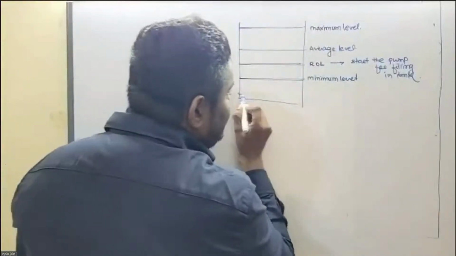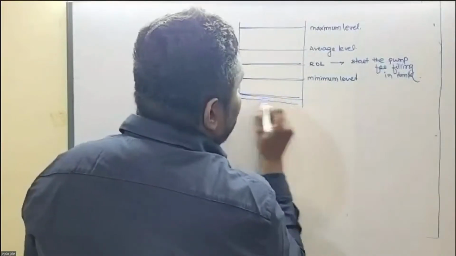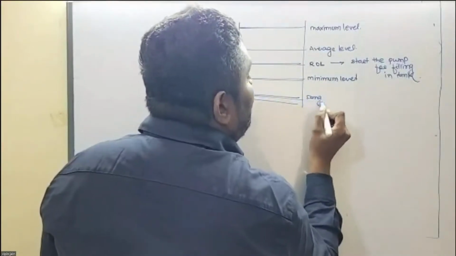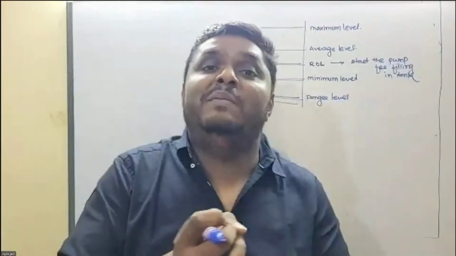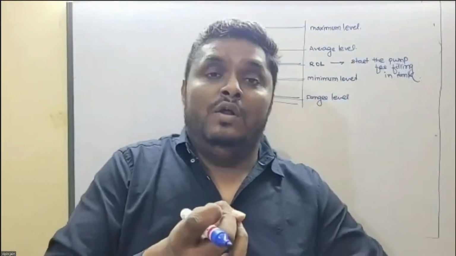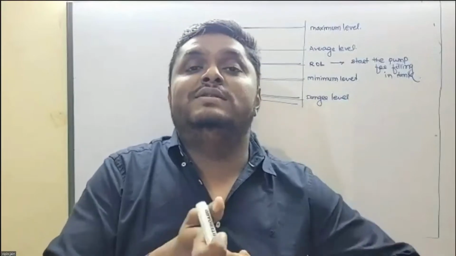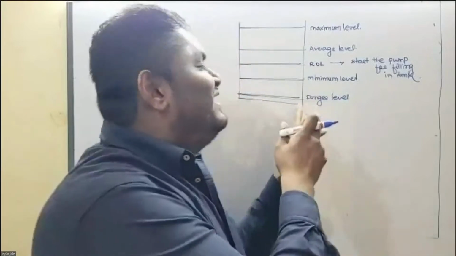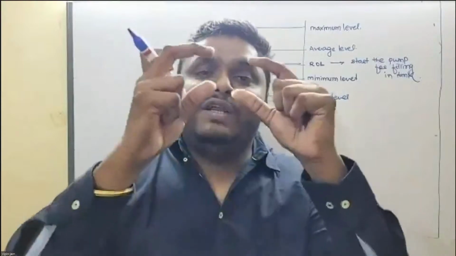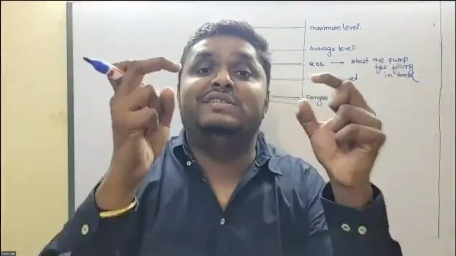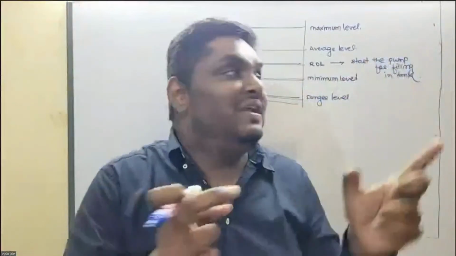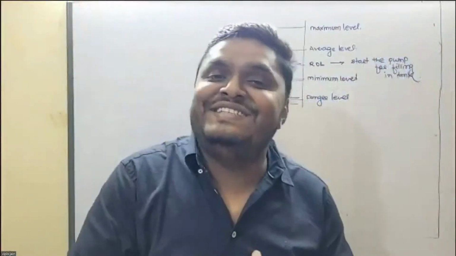When talking about the danger level, this is the danger level. This is only for emergency situations. No shower, no utensils, no washing of clothes. It's only for the danger level. If the water once reaches the danger level, then stop all the useless activities. It's only for the emergency situation. So that is what we call the danger level.